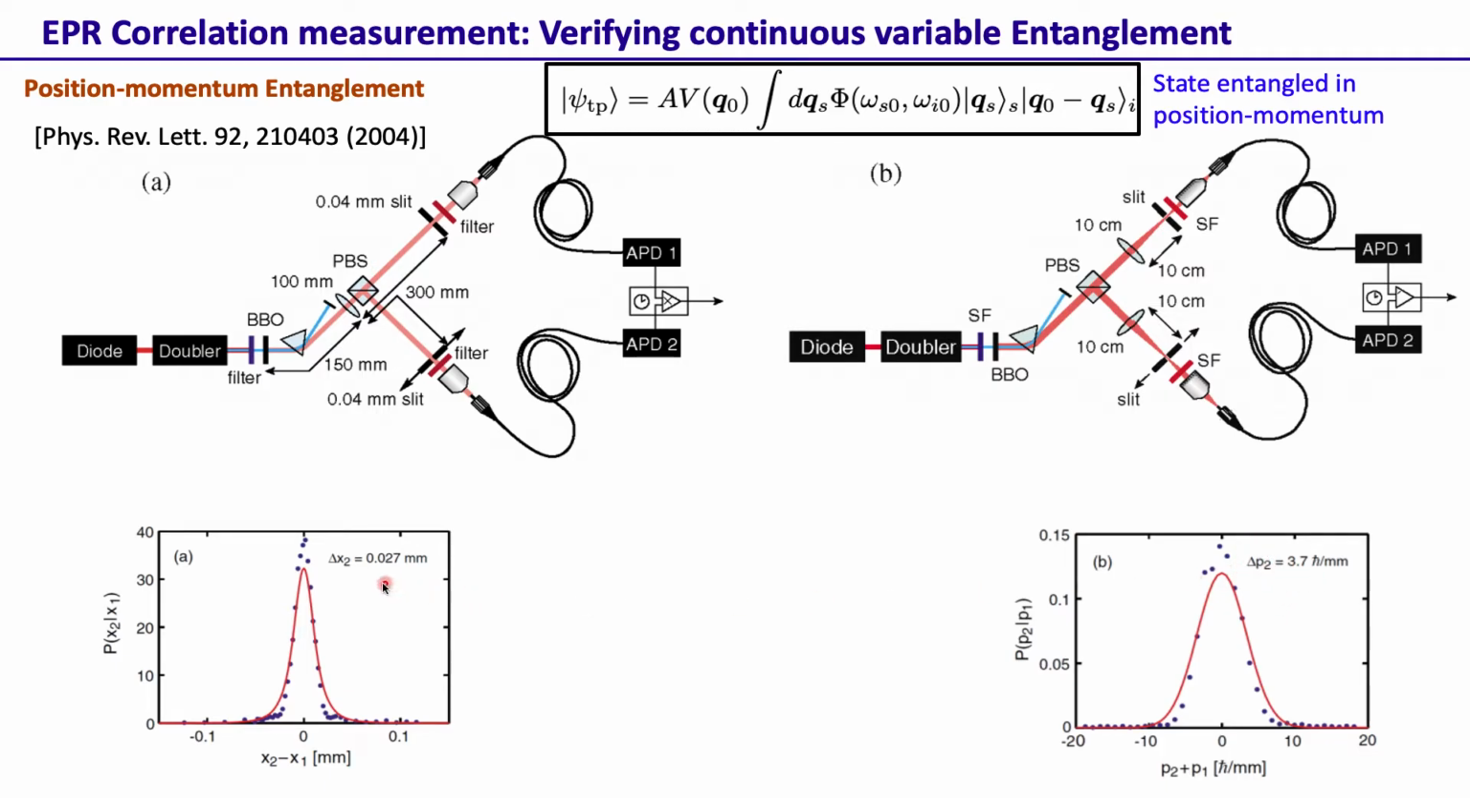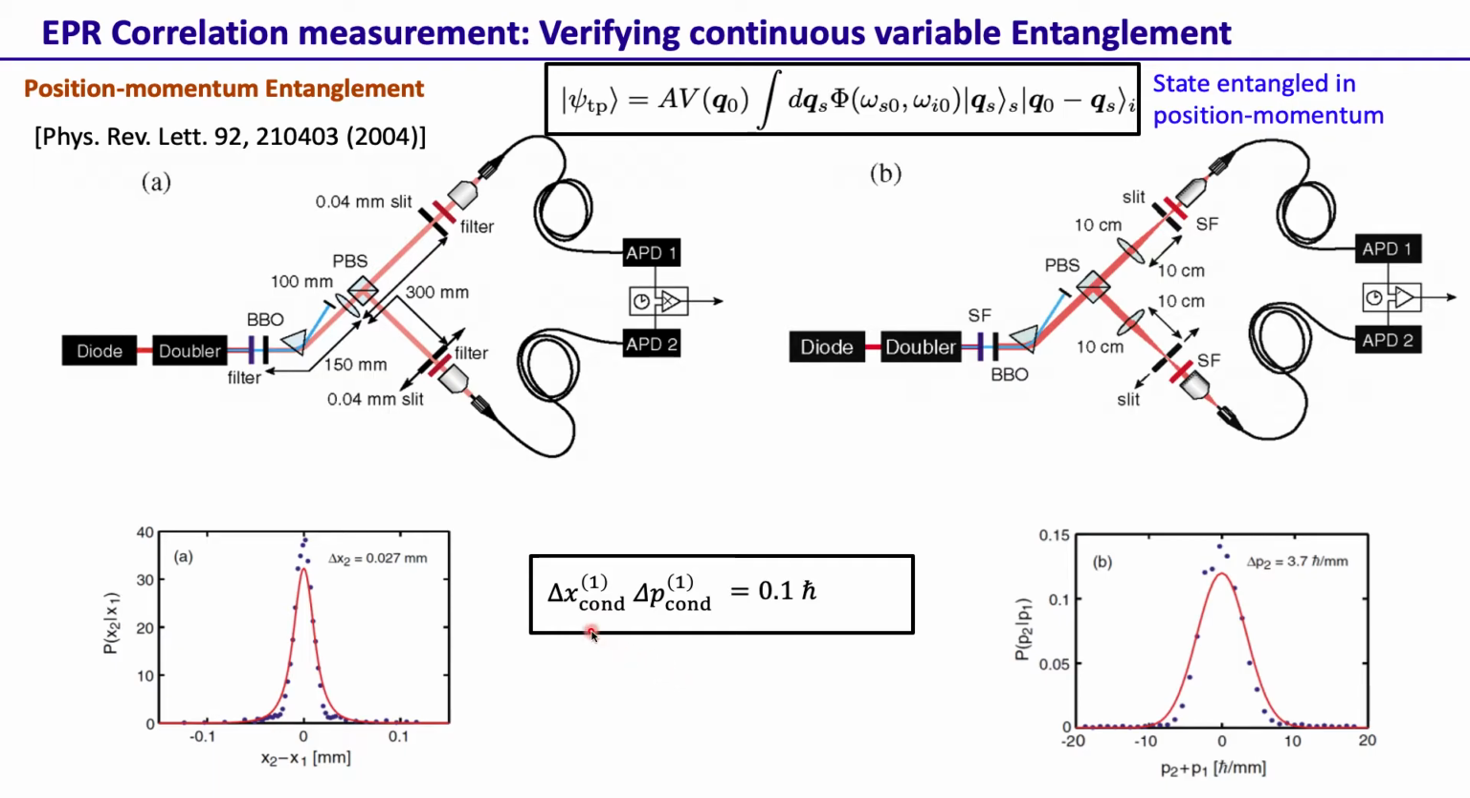And so these are the experimentally reported values, and if we put them together, we find that this uncertainty product, that means the conditional uncertainty measurement of x and the conditional uncertainty measurement of p, is equal to 0.1 h bar, and this is of course less than h bar by 2. So this experiment shows that yes, we have indeed seen the EPR correlation in position and momentum, and thus the photons produced by this BBO or this parametric down conversion are entangled in position and momentum degrees of freedom. So that's the confirmation.